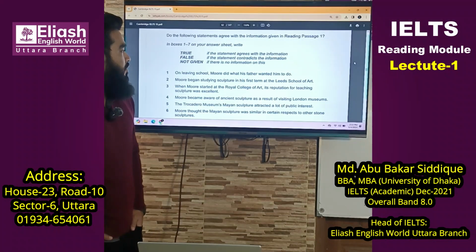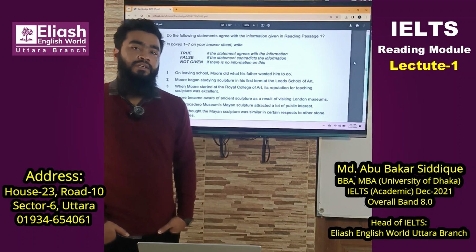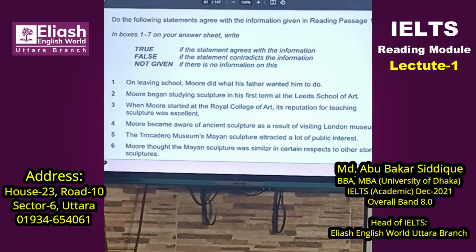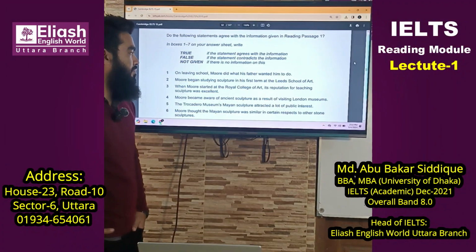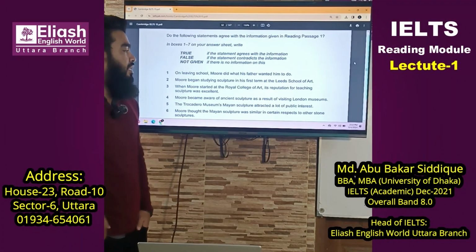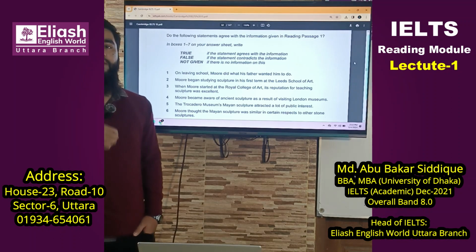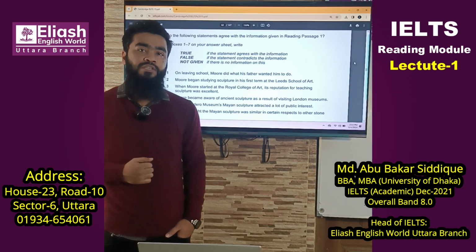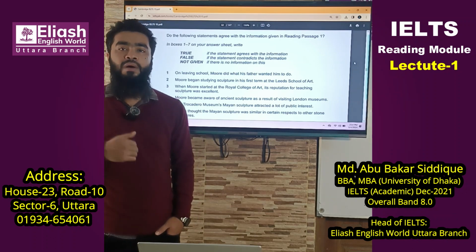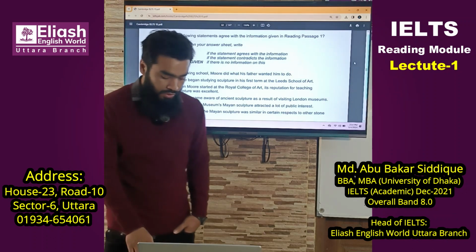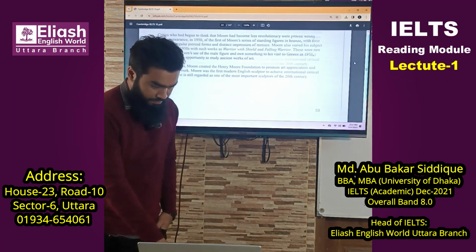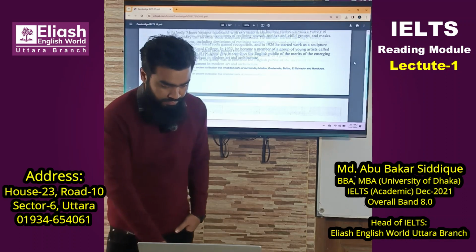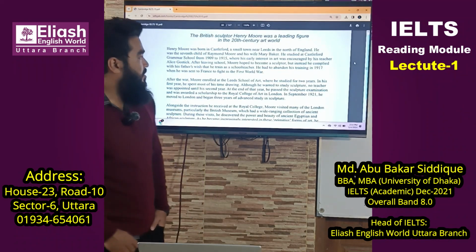Now let's focus on the first true, false, not given question in Test 3. On leaving school, Moore did what his father wanted him to do. In this question, what is the noun? The noun is Moore. So let's find Moore in the passage. And remember the technique: the answers will always appear sequentially, so you don't need to jump up and down all the time. So let's go back to the passage. Our question was, Moore did what his father wanted him to do. Let's start from the beginning.